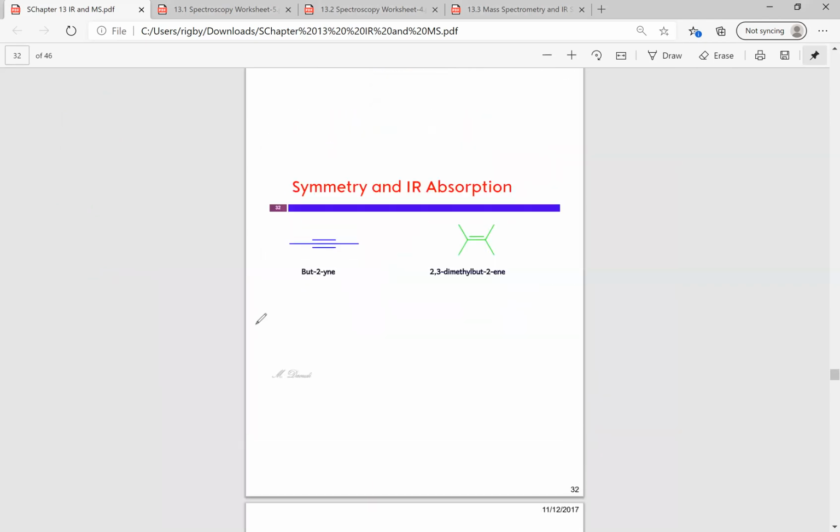Okay, so now let's talk about symmetry and absorption. Remember when we talk about IR absorption, we talk about the bending and the stretching of bonds. If the bending and the stretching of the bonds are exactly the same in both directions, they will cancel out and we won't be able to read it on an IR spec. So generally, if we have a symmetrical carbon compound, we will not be able to see any IR absorption. We won't be able to tell what functional groups are there.